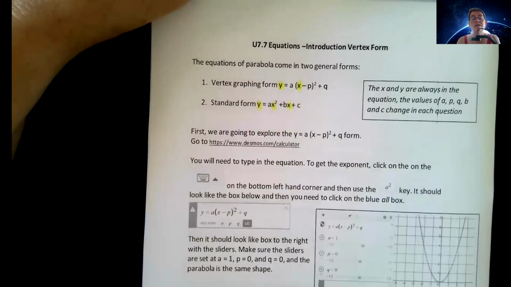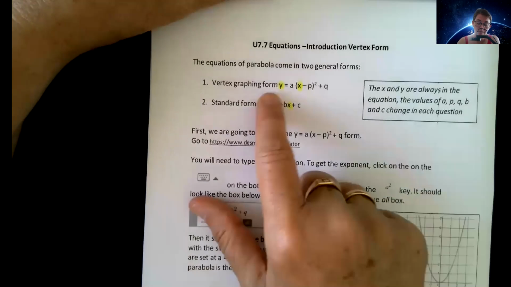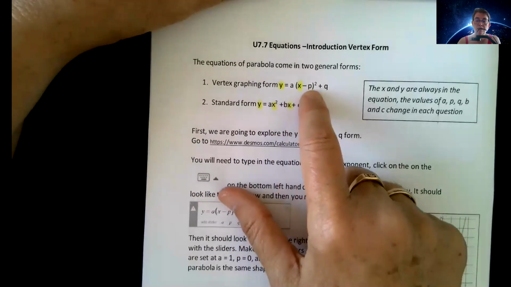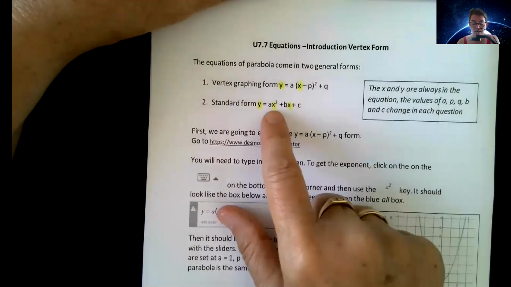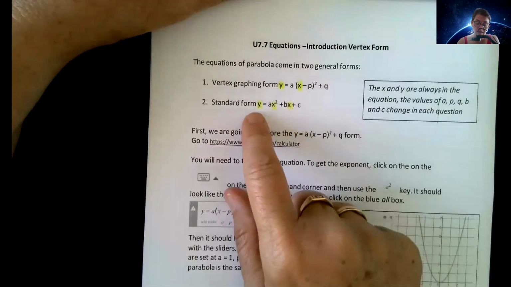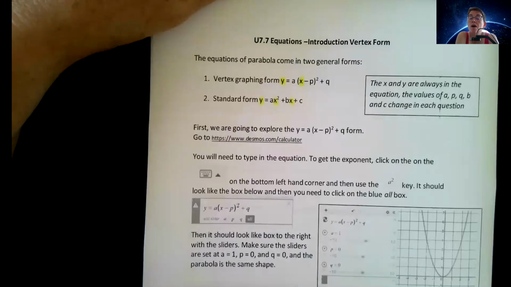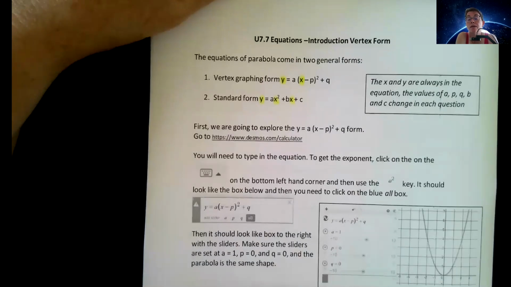Now, the equations of parabolas come in two general forms. They could be in the Vertex graphing form, which is this: y is equal to a bracket x minus p squared plus q, or they could be in the standard form, where y is equal to ax squared plus bx plus c. The x's and y's are always going to be there in your equations. What changes are the values of the a's, the p's, and q's, and I guess the b's and c's. All of that stuff changes, and as that changes, the shape is going to change too.